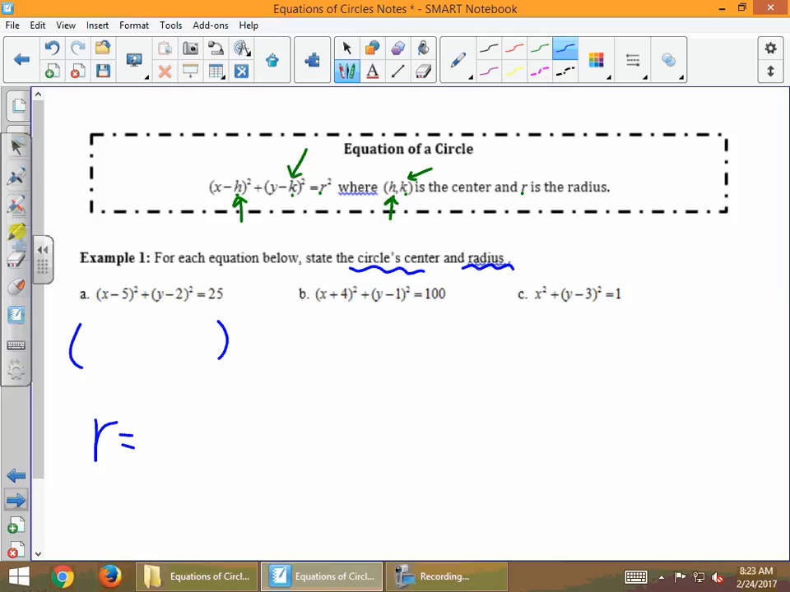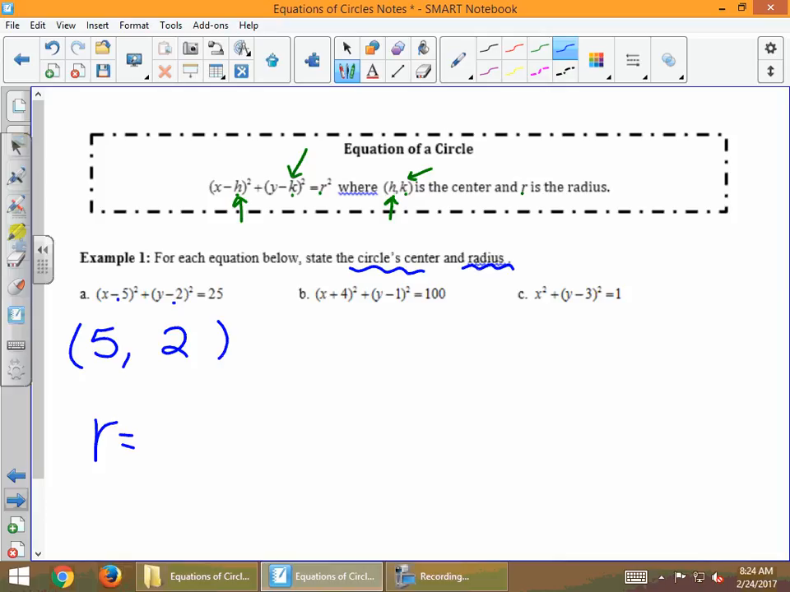Go to the parenthesis with the x. Inside we have a negative 5. Well, when we take it out of the equation, the sign's going to change. So it's going to become a positive 5. The sign switches when you put it into the equation, and the sign also switches when you take it out of the equation. Here we have a negative 2. Change the sign. So the y value of our center is positive 2.